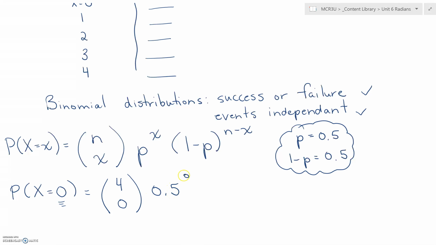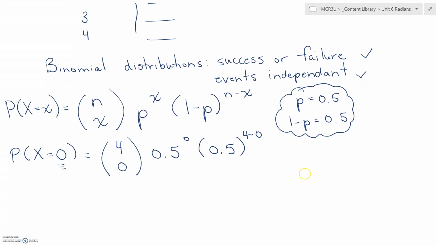My lowercase x in this case is 0. My 1 minus p is 0.5. I'm going to put that in a bracket because that's going to be considered a multiplication. N minus x, so we have 4 minus 0 here. Okay, so here I'm just going to do 4 to the power of 0, 0.5 to the power of 0, and I'm just going to simplify this just to show you what this looks like.